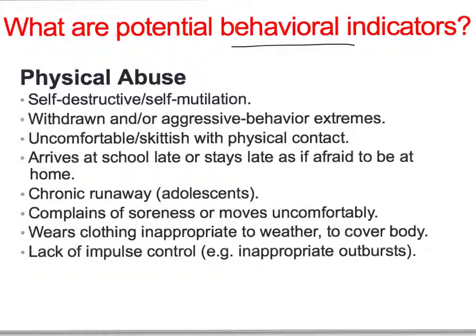If they arrive to school late or stay late as if they don't want to go home. Chronic runaway, that's more common as we get to the middle school and high school ages. Complains of soreness or moves uncomfortably, wears clothing inappropriate to weather to cover body, lack of impulse control, so there's inappropriate outbursts. So these are behavioral indicators that would accompany physical indicators with physical abuse.